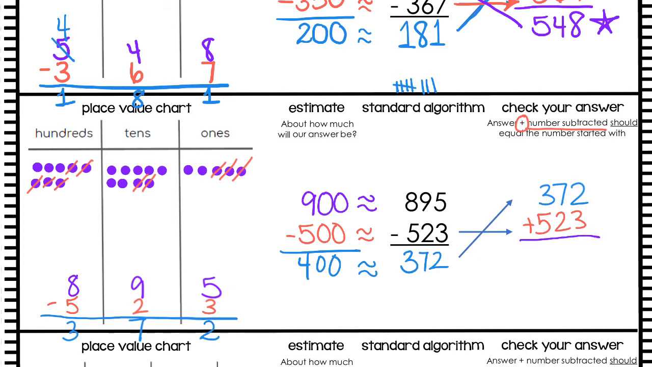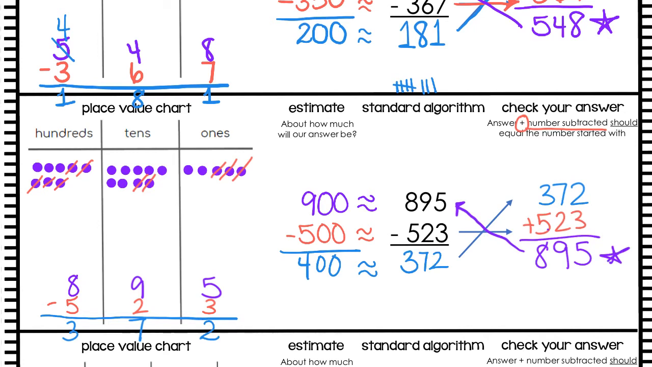So 2 plus 3 is 5. 7 plus 2, 9. 3 plus 5, I take my bigger number 5, add up 3, 6, 7, 8. 895. That was the number that I started with, so my answer is correct.